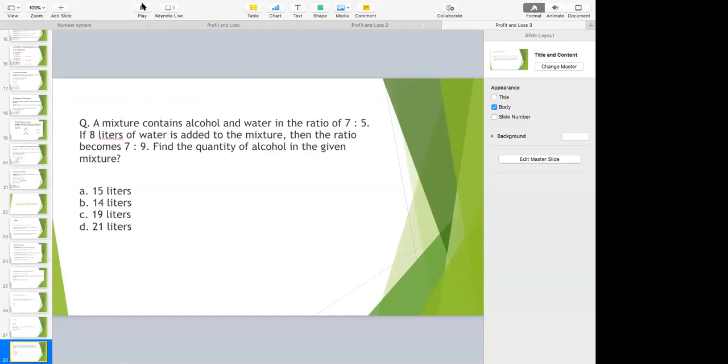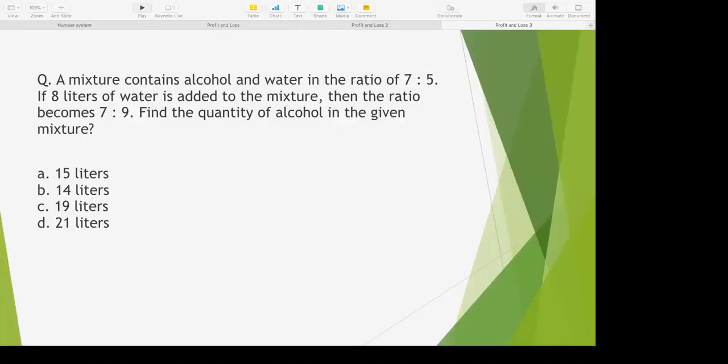Okay, next question for you guys. Try to solve this question. I'll give you 1 minute. This might take slightly more time than the previous one.